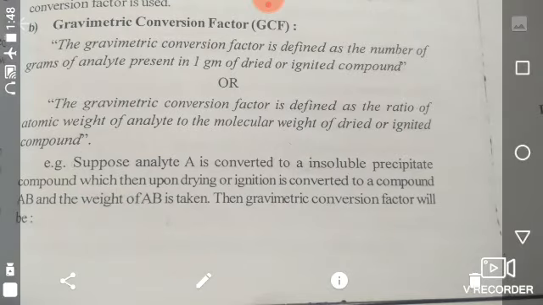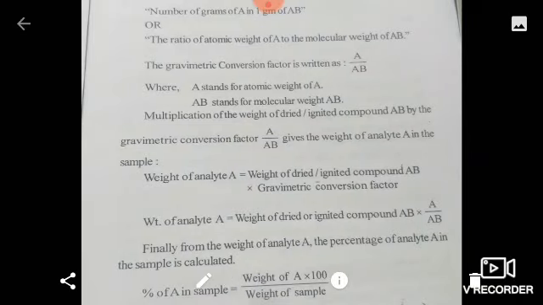See, how is this gravimetric conversion factor calculated? The number of grams of A in grams of AB, or the ratio of atomic weight of A to the molecular weight of AB, according to the definition. The gravimetric conversion factor is written as A divided by AB, where A stands for the atomic weight of A and AB stands for the molecular weight of AB.